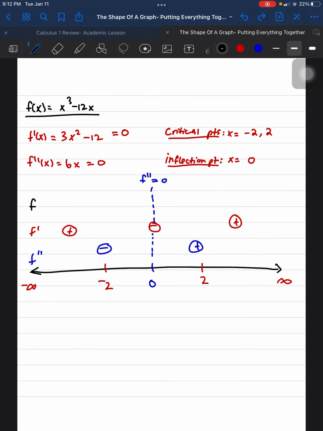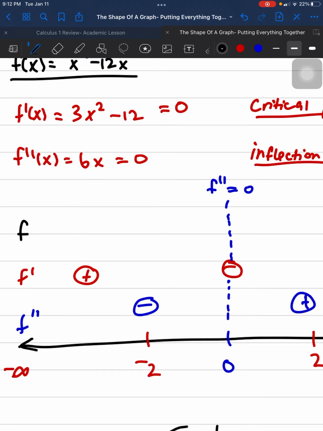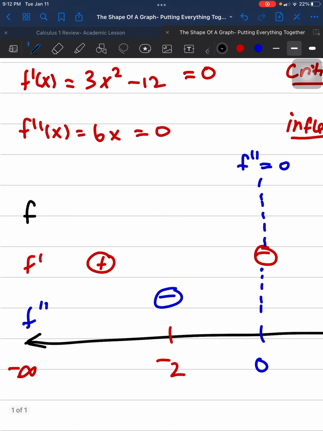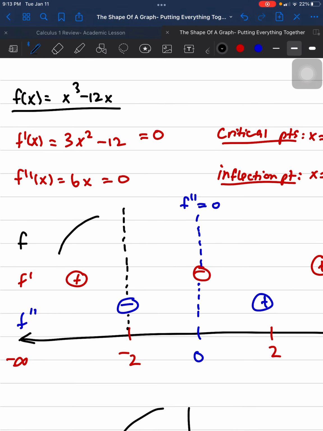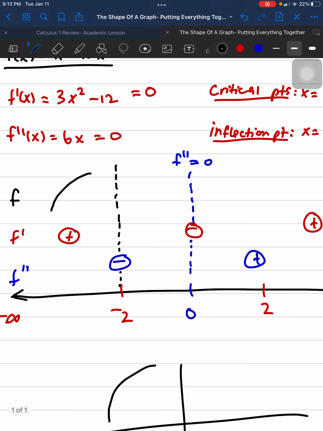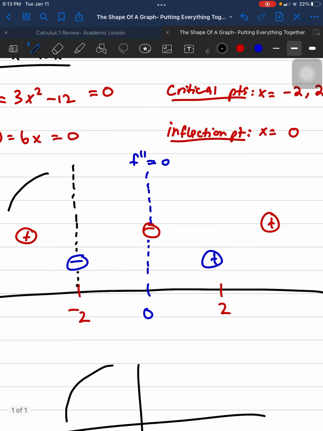So if we look back at the definition of concavity, we remember that tiny table. If you want something concave down and increasing, it looks something like this. So between negative infinity and negative 2, the function looks something like this. Let's just make a dotted line here.